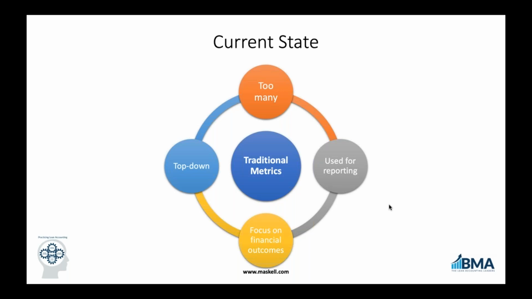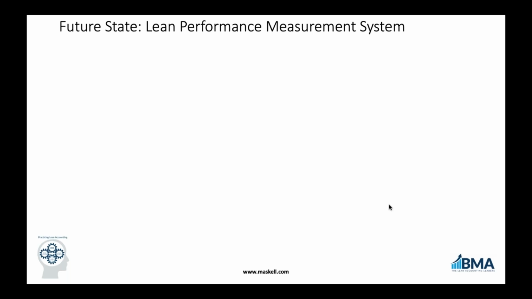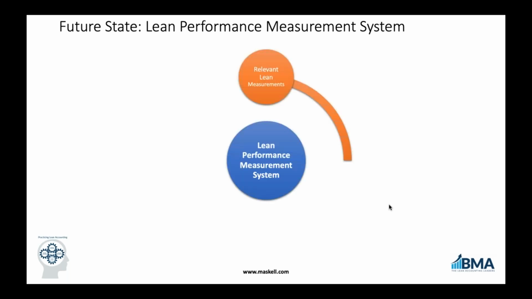When a company commits to a lean thinking strategy, a lot of things change. And the migration is to go from a traditional metric system to what we call a lean performance measurement system. So what are the pieces of it? One, what are the relevant lean measures?